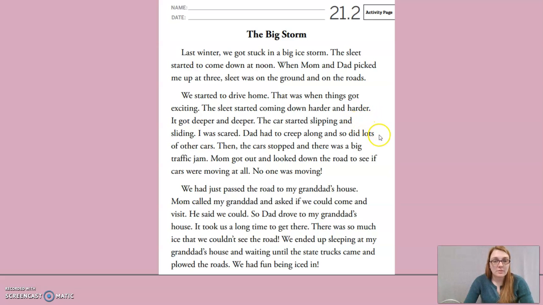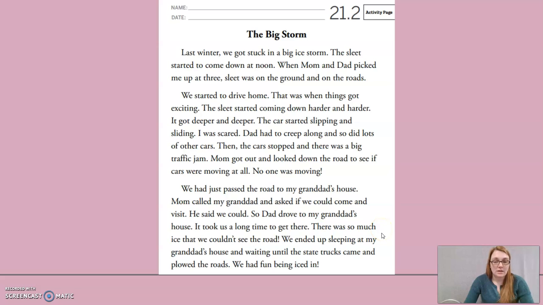The cars started slipping and sliding. I was scared. Dad had to creep along, and so did lots of other cars. Then the car stopped, and there was a big traffic jam. Mom got out and looked down the road to see if cars were moving at all. No one was moving. We had just passed the road to my granddad's house. Mom called my granddad and asked if we could come and visit. He said we could. So Dad drove to my granddad's house.